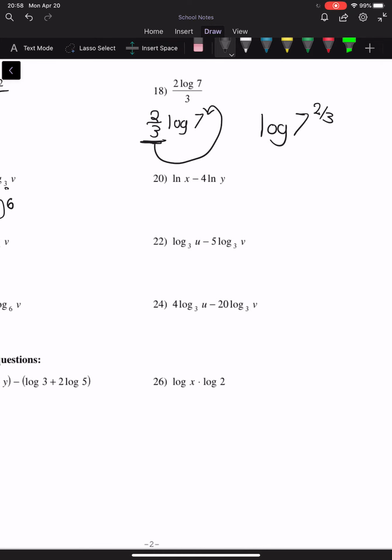And again, even though we're dealing with ln, this is going to follow the same thing. So because we have subtraction, it's going to be division when we condense it. So ln x over y. But because this one has the 4 in front of it and this one does not, just the y is going to be raised to the 4th power.